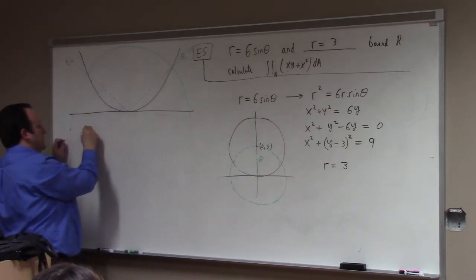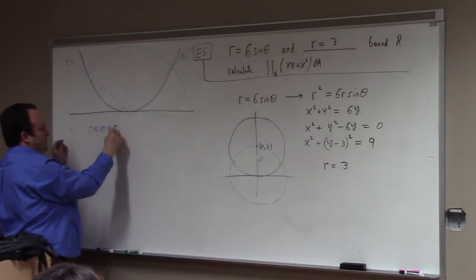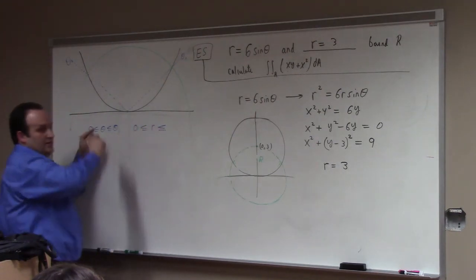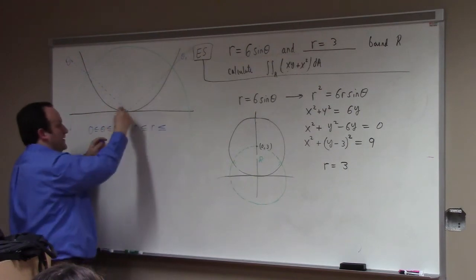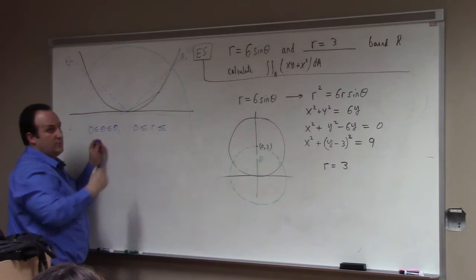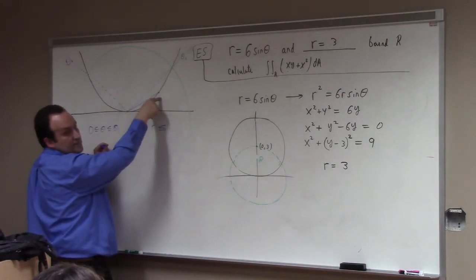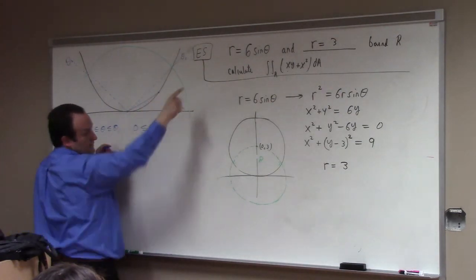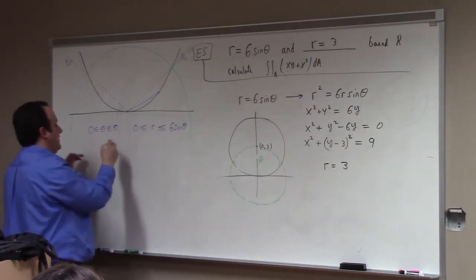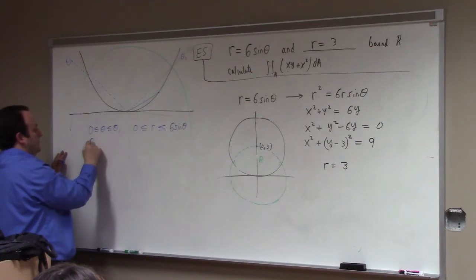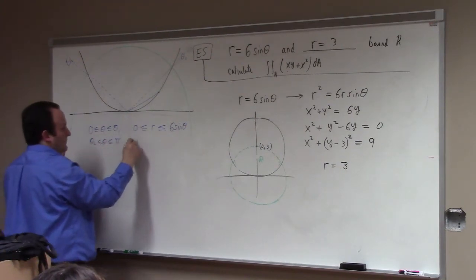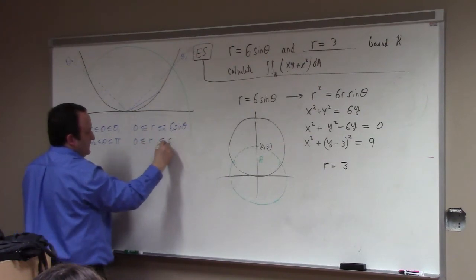But for 0 ≤ θ ≤ θ1, we have 0 ≤ r ≤ what? What's my outside radius? If I just draw it in here so you can see it, I hit this point, right? What is that? That's r = 6 sin θ, right? And likewise, for θ2 ≤ θ ≤ π, we have 0 ≤ r ≤ 6 sin θ.